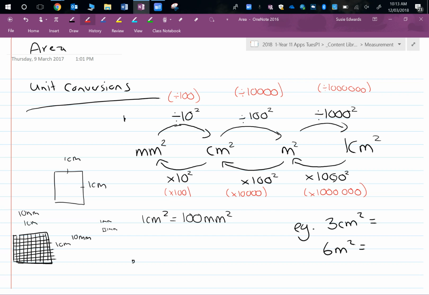Now, if you're getting stuck with how many zeros are in a square, like 100 squared, just know that you just double it. So 100 has 2 zeros, 100 squared has 4 zeros. 1,000 has 3 zeros, 1,000 squared has 6 zeros. Because that's how many decimal places you're going to have to move, remembering how we did this with length.